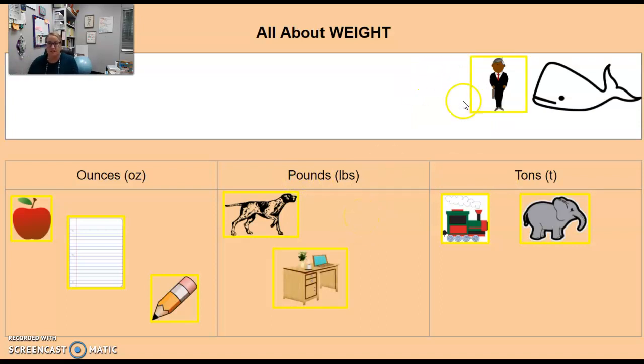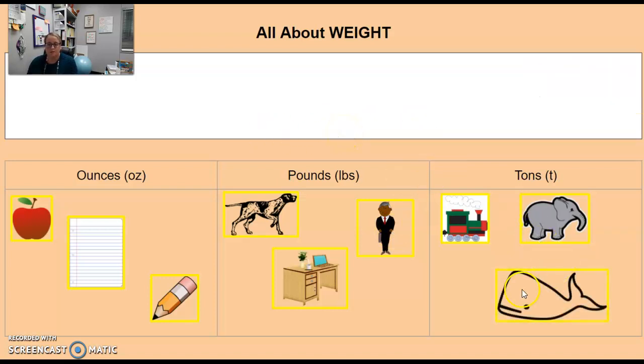What about a person? If we weigh ourselves, do we say I weigh this many ounces, this many pounds, or this many tons? Yeah, I'm going to say pounds. Now remember, I still could use ounces, but to be efficient, I'm going to say pounds. All right, what about my whale? Where's my whale going to go? Ounces, pounds, or tons? That's right, it's going to go in tons because they weigh a lot.